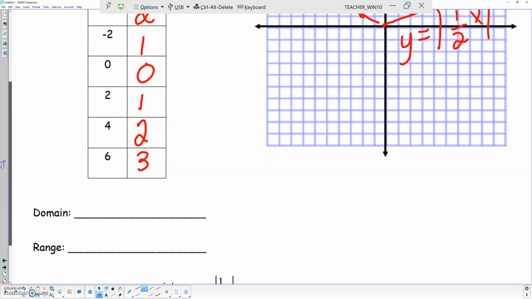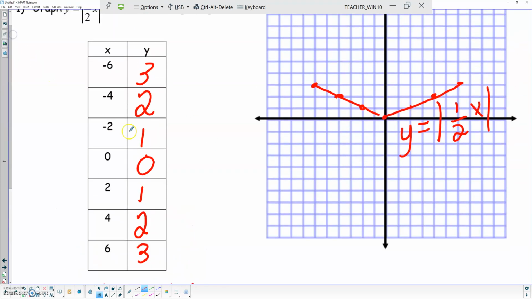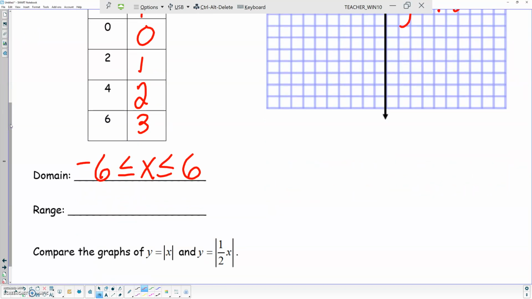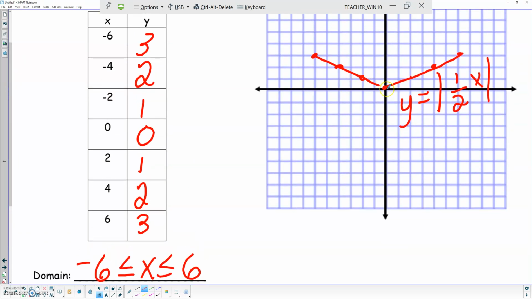All right, so our domain was given to us, right? Our domain went from -6 to 6. And then our range, the minimum y value in the table and on the graph, is 0. So my range is going to be all y values greater than or equal to 0. And in this case, because we're only graphing that specified domain, all y values that are also less than or equal to 3. Okay, so my range goes from 0 to 3.